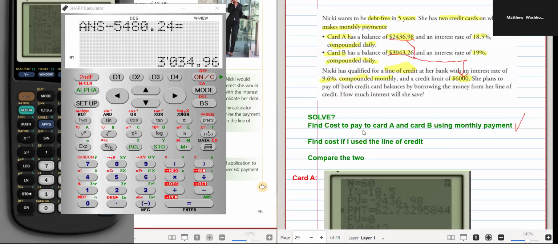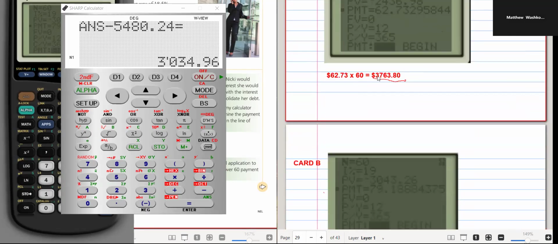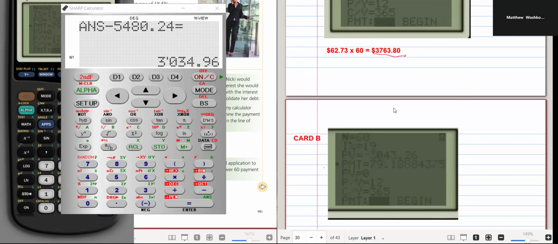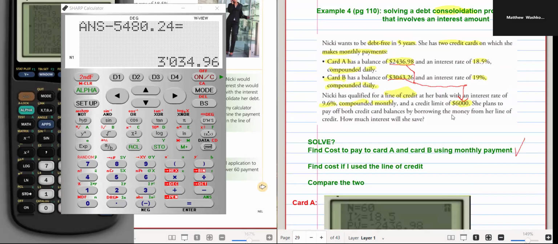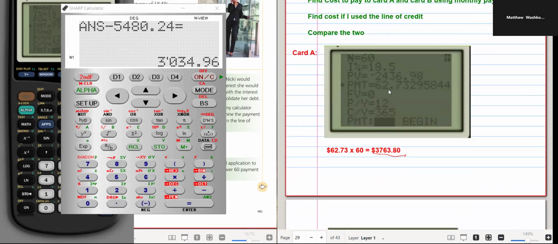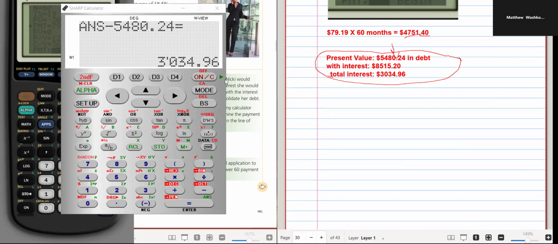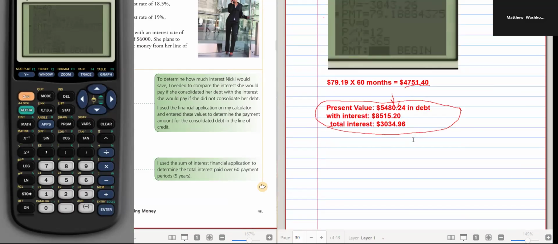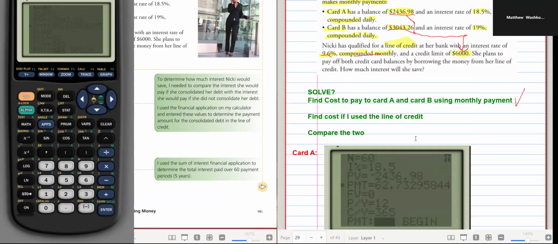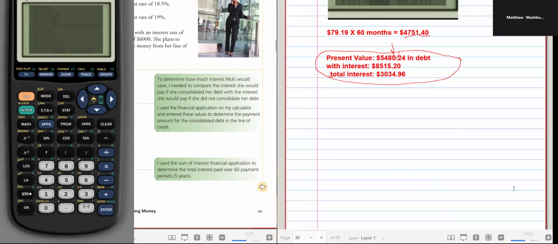So what happens now if I were to instead use this line of credit? So I'm adding both these up, which you've established is this figure here, $5,480. And it's at a 9.6 compounded monthly. So let's try that. So she's going to do this again for 5 years. Her interest rate in this case, though, is 9.6%. Now, her present value is negative, remember, $5,480.